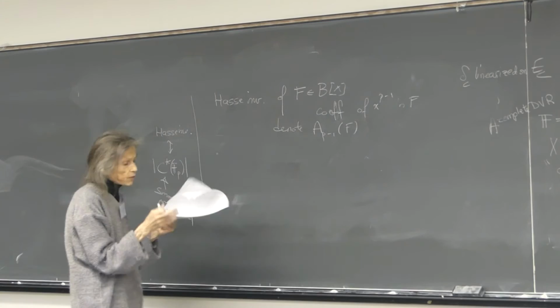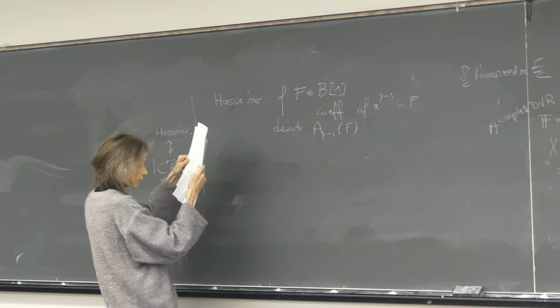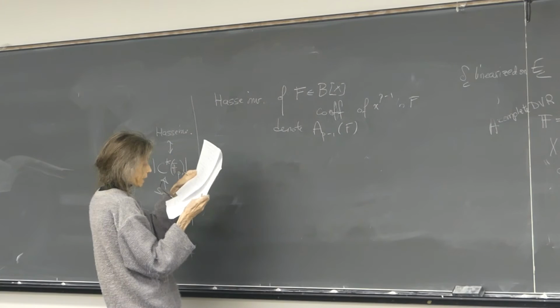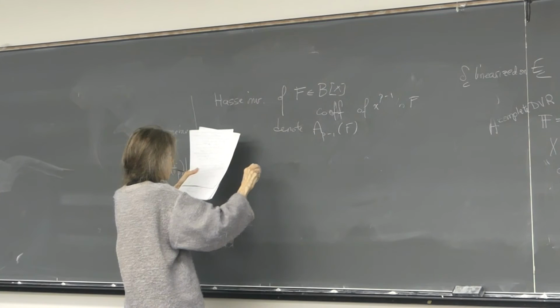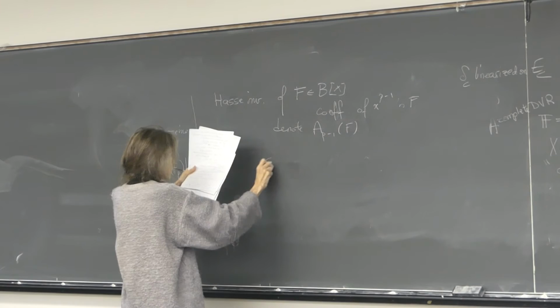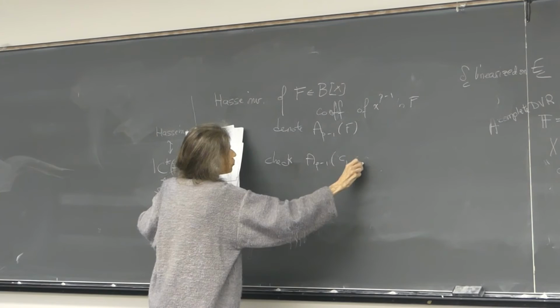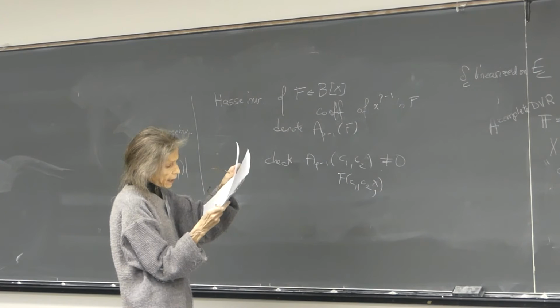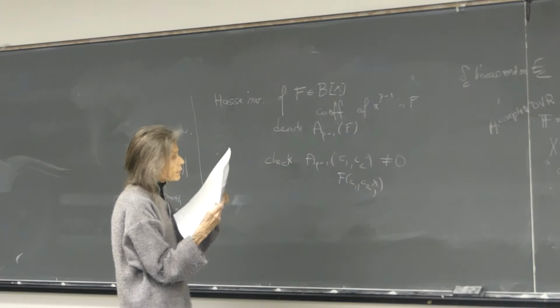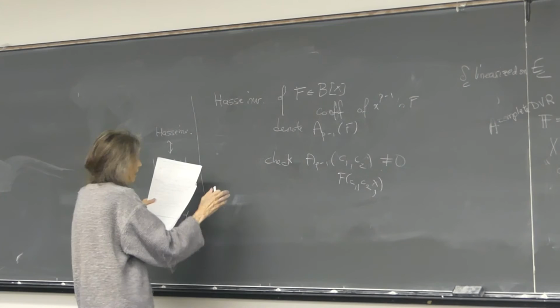Okay? And so the final observation that we need is that in our case, remember that N(c1, c2) was invertible in A, and so we check that A_{p-1}(c1, c2), which means F(c1, c2, x), is non-zero. Having said that, here is the arithmetic Euler flow. I think I just have time for that, but I think it's enough to give you a flavor.